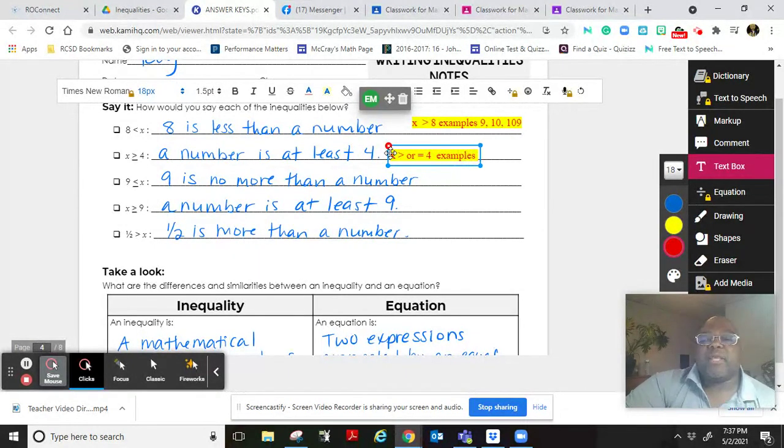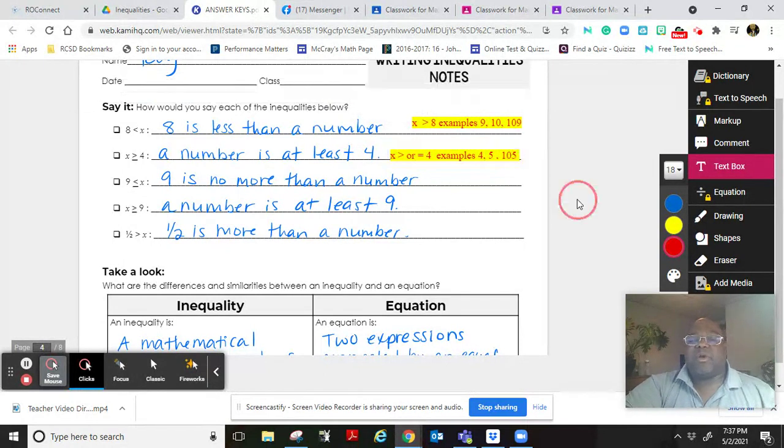My examples would be, would 4 be an example? It would be, because of the rules. 4 would be an example of greater than or equal to, all right? 5 would be an example. 105 would be an example of X being greater than or equal to 4. All right, we're going to take a look at 3 more examples, and we're going to set you guys up for your next task. Okay, let's take a look.